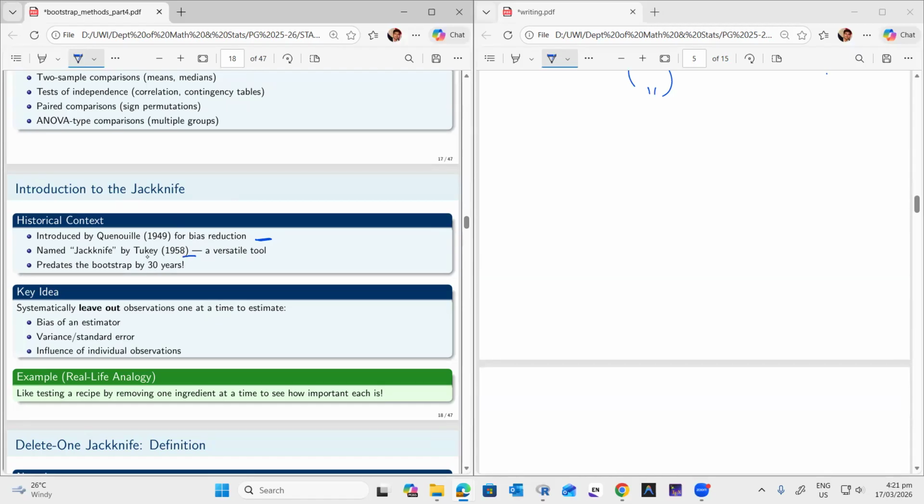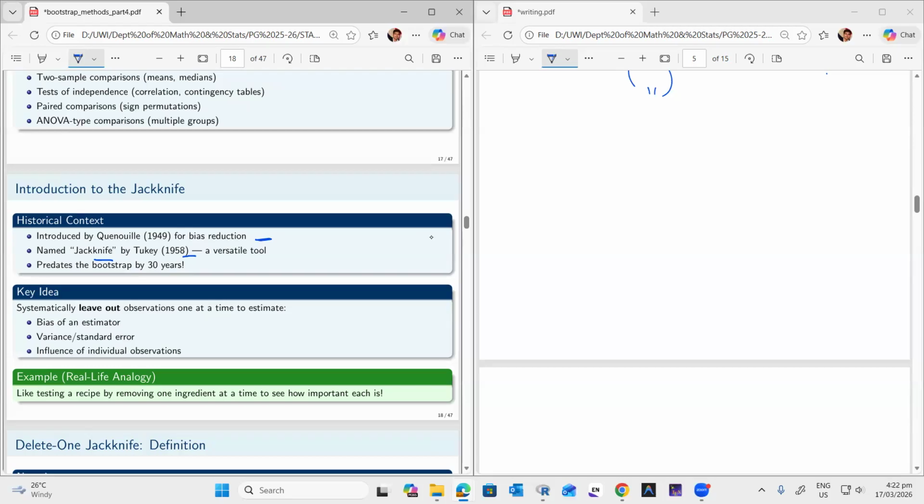And after that, Tukey in 1958 gave the name jackknife. He coined the term jackknife to evoke the image of a multi-purpose tool, like we say a Scout's knife or something else, that could be used for many tasks like bias reduction, variance estimation, and other things. So Tukey extended this method by introducing the concept of pseudo-values, which allows the construction of confidence intervals and hypothesis tests.